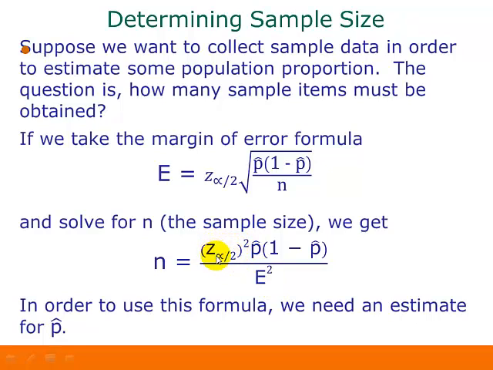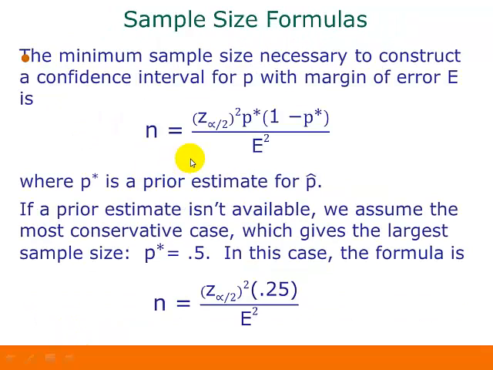We have to square our critical value and then take our p hat times 1 minus our p hat and divide by our margin of error squared. Now the problem with this is that we don't have p hat unless we've already collected the sample data. We can't collect the sample data until we know what sample size to use. So in order to be able to use this formula, we need some kind of estimate for our sample proportion. So what we end up with is two different formulas for our sample size, depending on what situation we have.